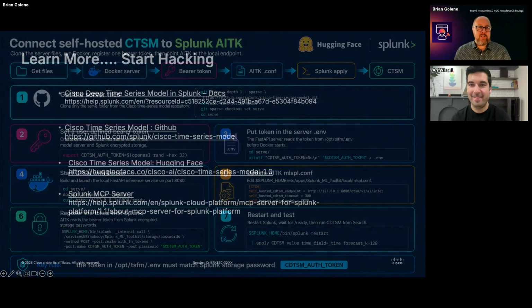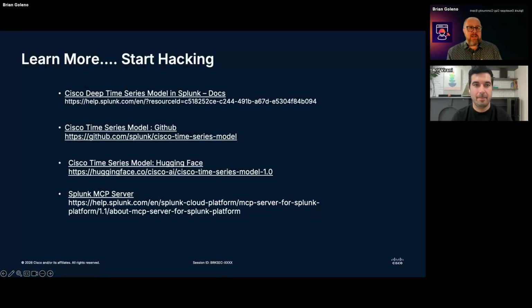There are some links. You can go to the docs. You can go to GitHub, has lots of content, examples, Jupyter notebooks to play around with. Hugging Face, of course, is where the repo is. And don't forget that you can use the Splunk MCP server to make calls and to invoke this forecasting and anomaly detection from outside the product as well.